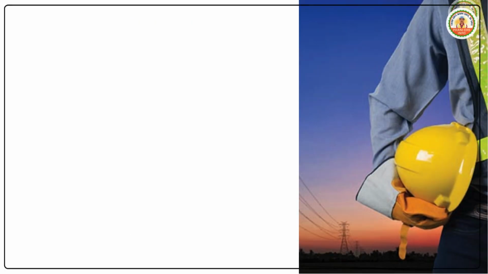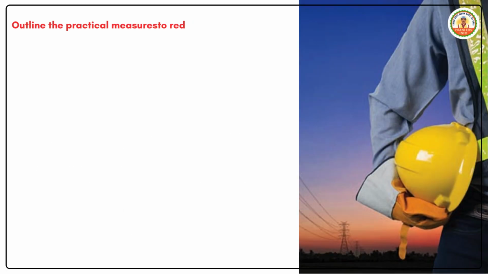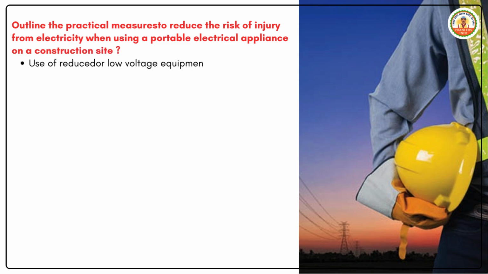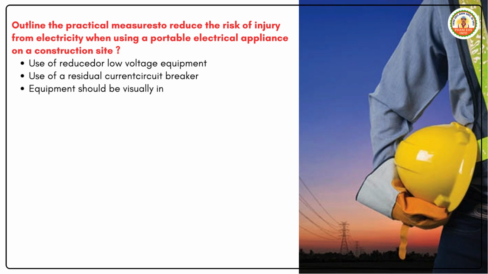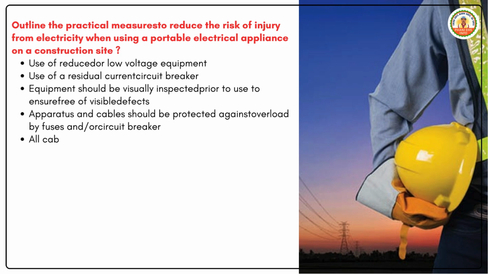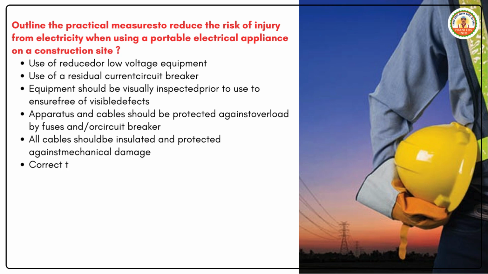Outline the practical measures to reduce the risk of injury from electricity when using a portable electrical appliance on a construction site. Use of reduced or low voltage equipment. Use of a residual current circuit breaker. Equipment should be visually inspected prior to use to ensure it is free of visible defects. Apparatus and cables should be protected against overload by fuses and/or circuit breakers. All cables should be insulated and protected against mechanical damage. Correct types of sheathing to suit working conditions.